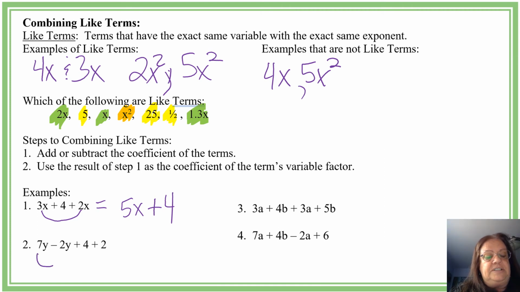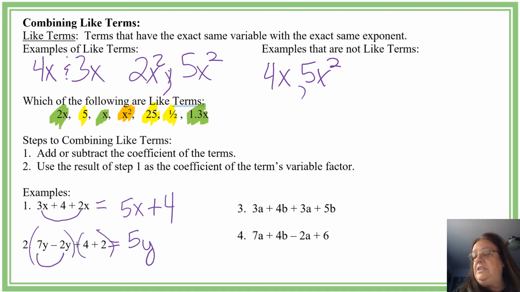All right, I can put the 7 and the minus 2y. Basically, I'm associating them. And I get 7 minus 2 is 5. And then I'm going to associate the constants. 4 plus 2 is 6. I cannot combine those because, of course, they aren't like terms.